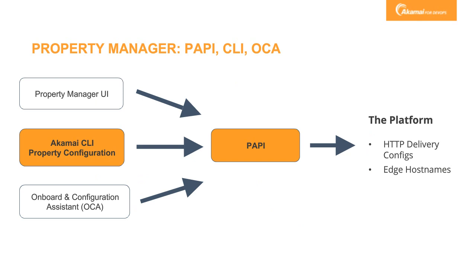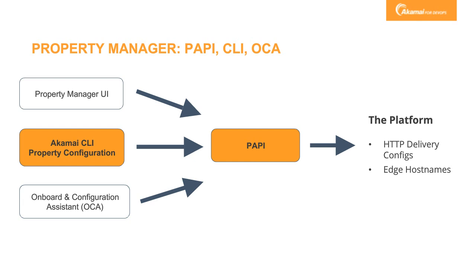Property Manager is the application that lets you manage both edge hostnames and the HTTP delivery configuration. So that covers most of our products. And the Property Manager uses, behind the scenes, the Property Manager API, also known as PAPI.